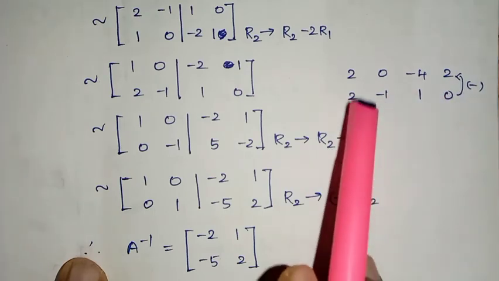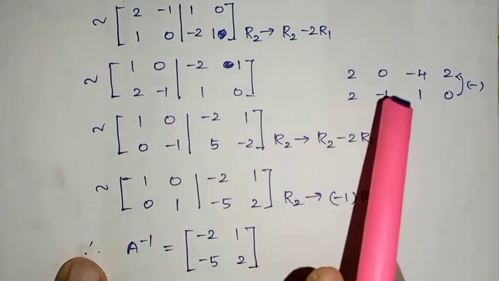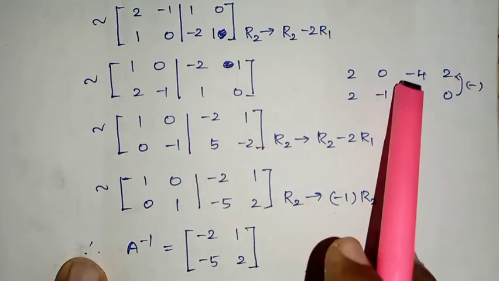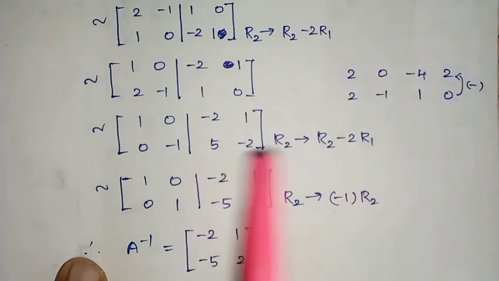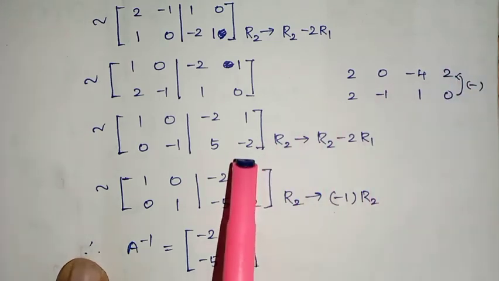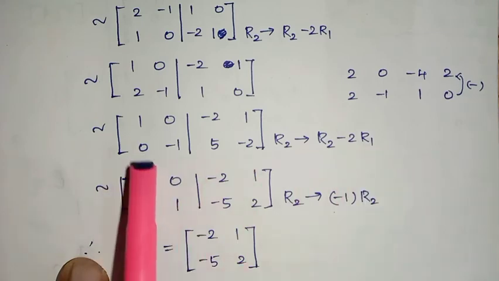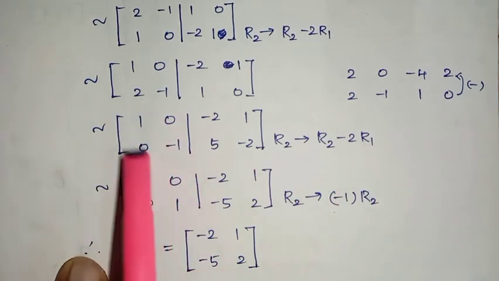So I have to subtract. 2 minus 2 is 0. 1 minus 0, minus 1 minus 0 is minus 1. 1 minus of minus 4 is plus 4, so it is 5. 0 minus 2 is minus 2. So R2 implies R2 minus 2 times R1. Now we made that part, okay.